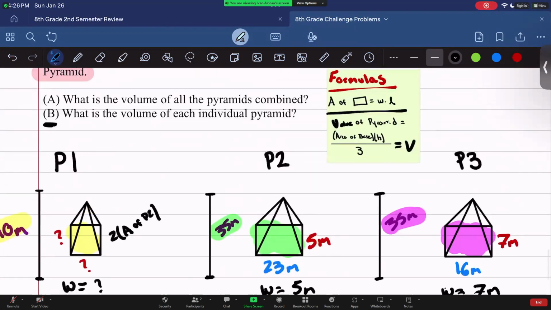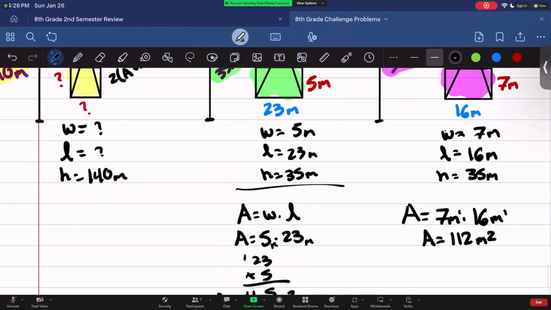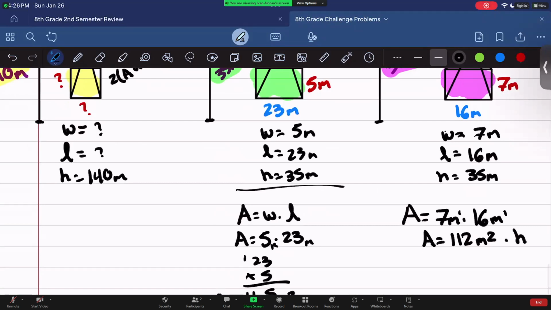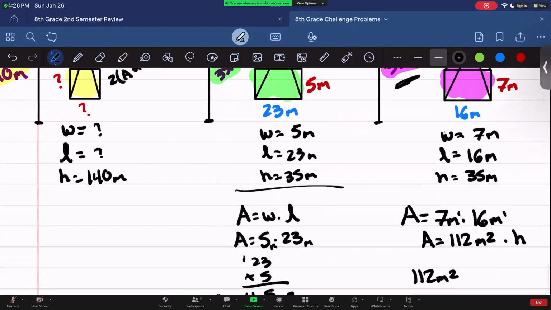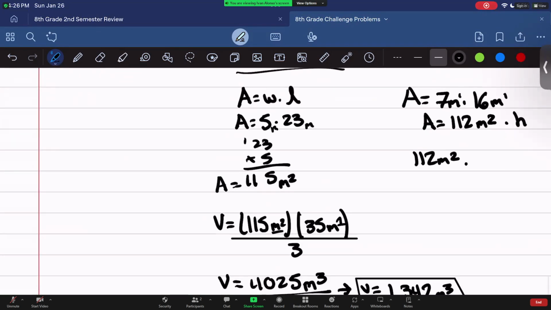We know that the volume is the area of the base, which we just found here, times the height. So that should be 112 meters squared times the height, which is 35 meters. We established that. And once again, we're working with volume, so this gives you 3,920 meters cubed. But if you notice, we're not done there.